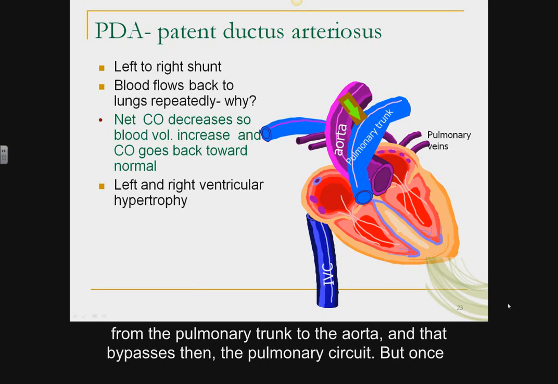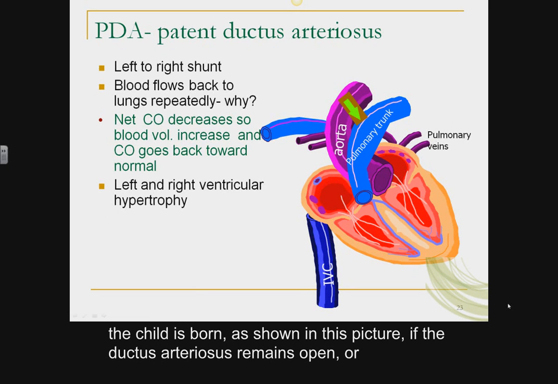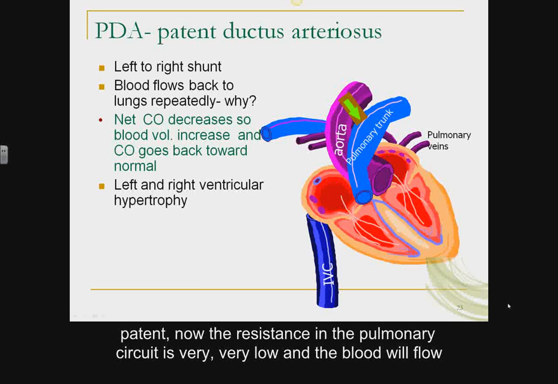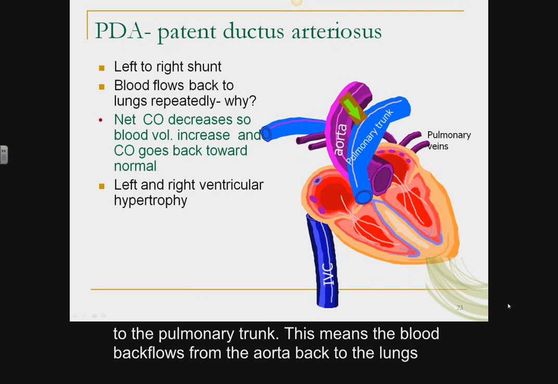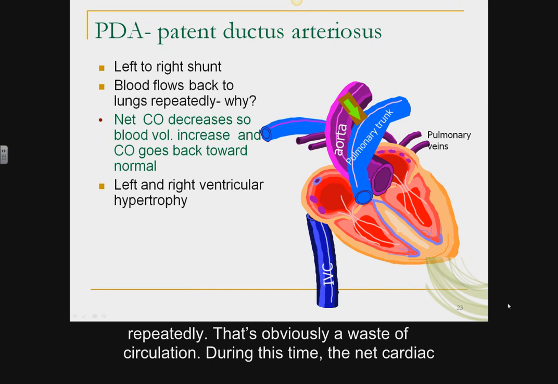But once the child is born, as shown in this picture, if the ductus arteriosus remains open or patent, now the resistance in the pulmonary circuit is very, very low, and the blood will flow from an area of high pressure to low, which means now the blood would flow from the aorta down to the pulmonary trunk. This means the blood is back flowing from the aorta back to the lungs repeatedly. That's obviously a waste of circulation.